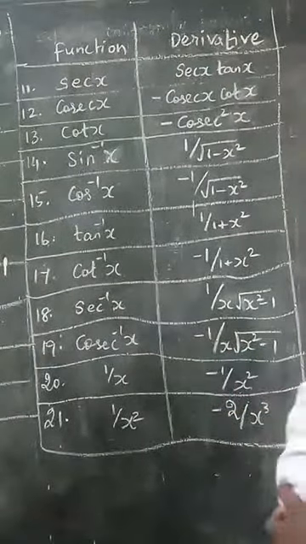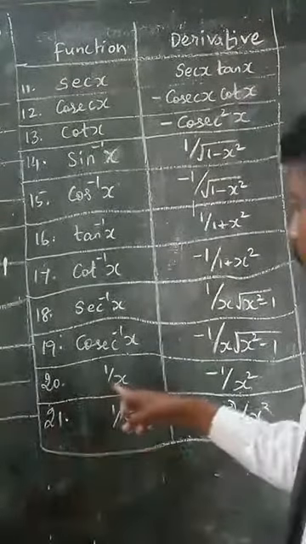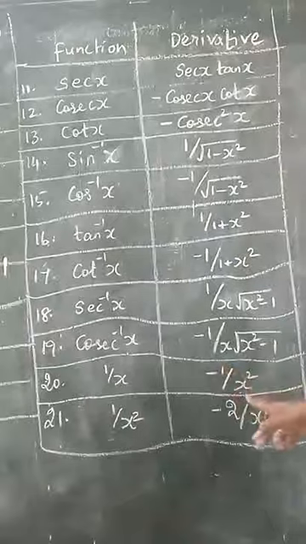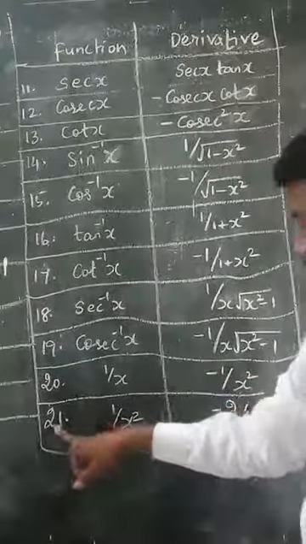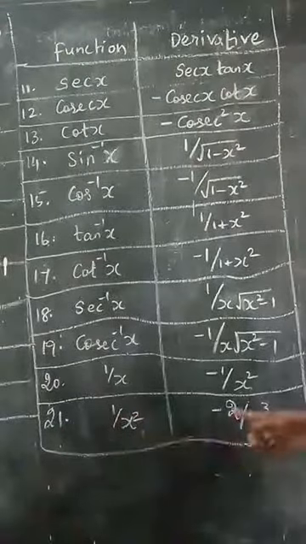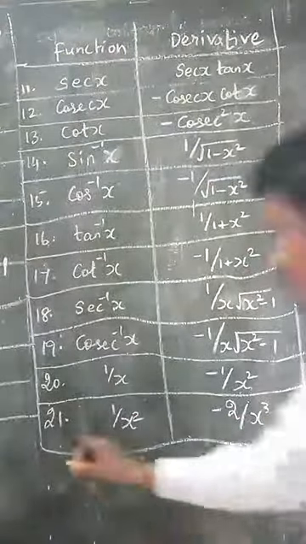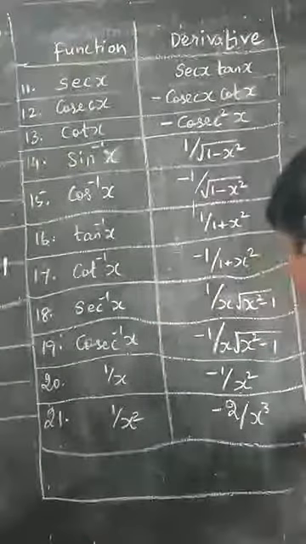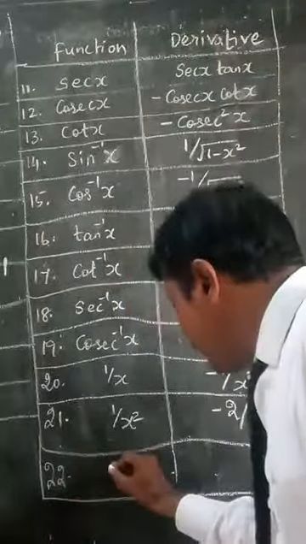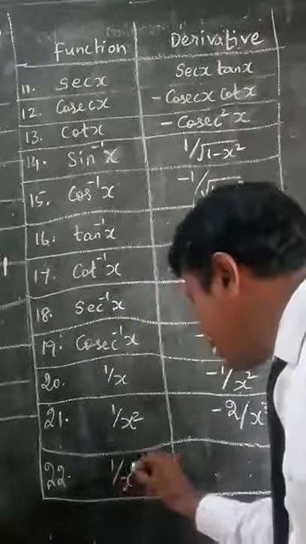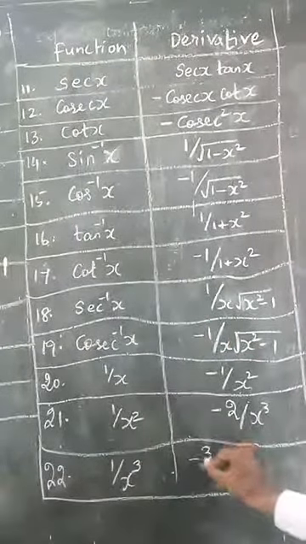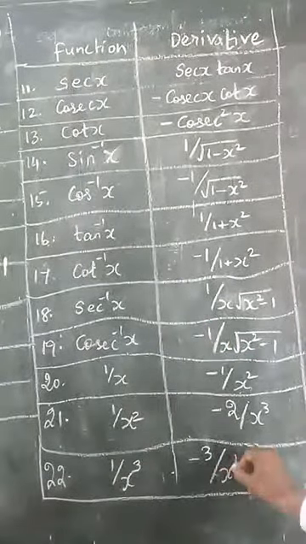And the 20th one, 1 by x. When we differentiate 1 by x, the answer is minus 1 by x square. When we differentiate 1 by x square, which is the 21st formula, the answer is minus 2 by x cube. Suppose I want to write one more, the 22nd. If I want to differentiate 1 by x cube, the answer is minus 3 divided by x to the power of 4.